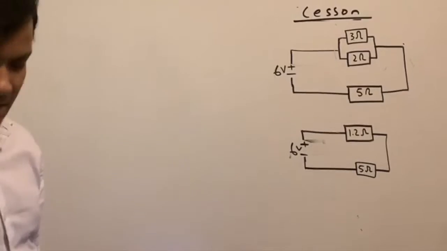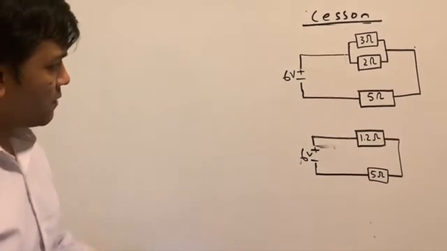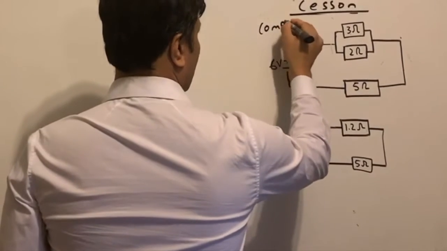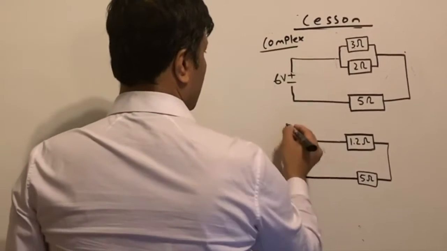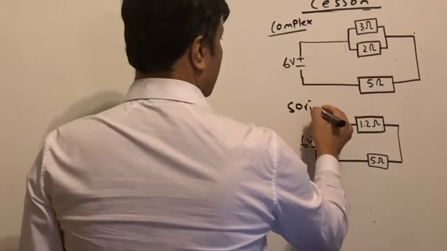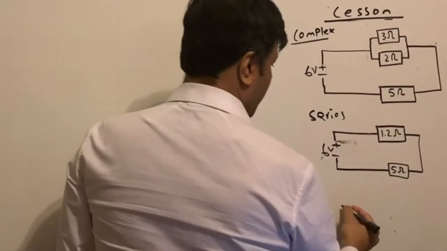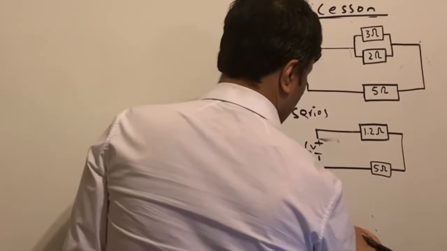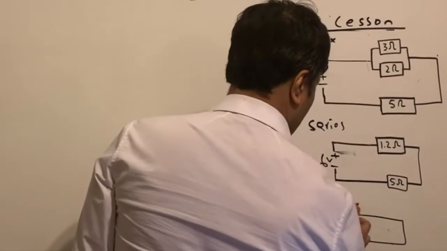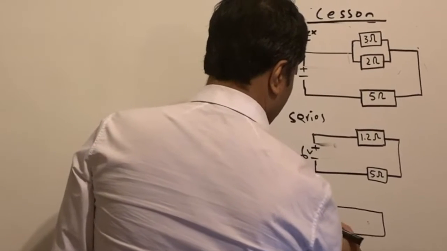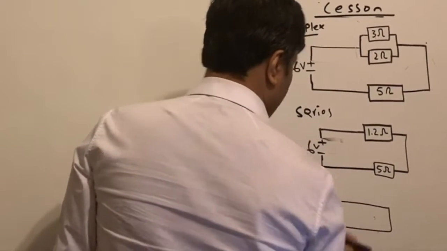Is this a simple circuit? No. This is a complex circuit. These are mixes of series and parallel, and we have to convert it to a simple one. We're mixing up series and parallel, so we have to work hard over it. Okay. So plus, minus, this is 6 volts, right?